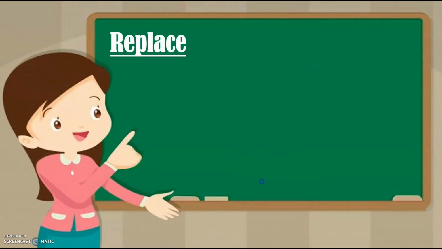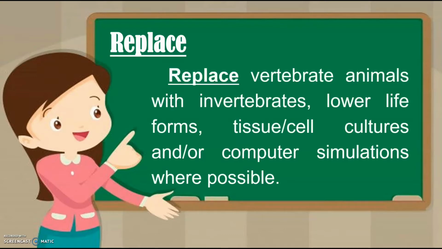When we say replace, it means to replace vertebrate animals with invertebrates, lower life forms, tissue cell cultures, and/or computer simulations where possible. So when we say replace, we're going to use invertebrate animals rather than vertebrate animals because we are being discouraged to use vertebrate animals. So instead of using rats, fishes, we can use invertebrate animals like worms and others.